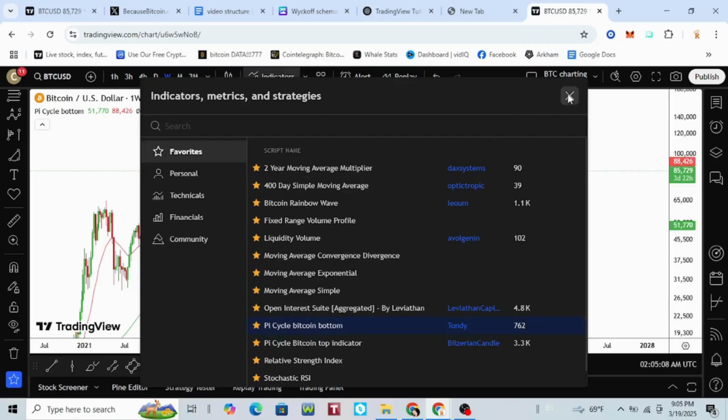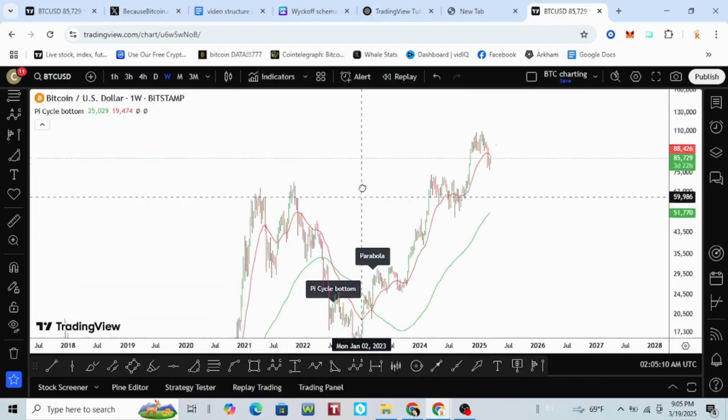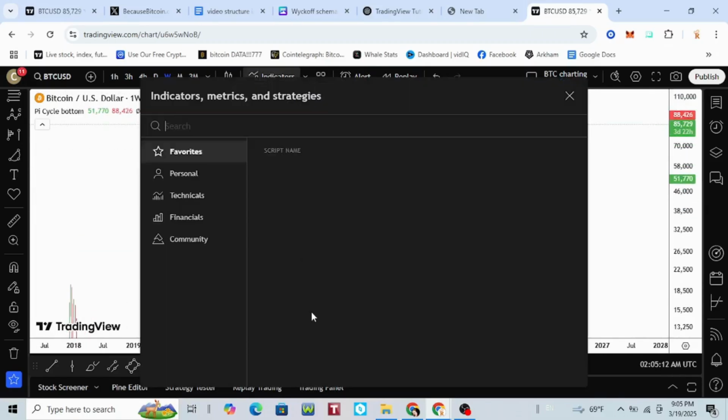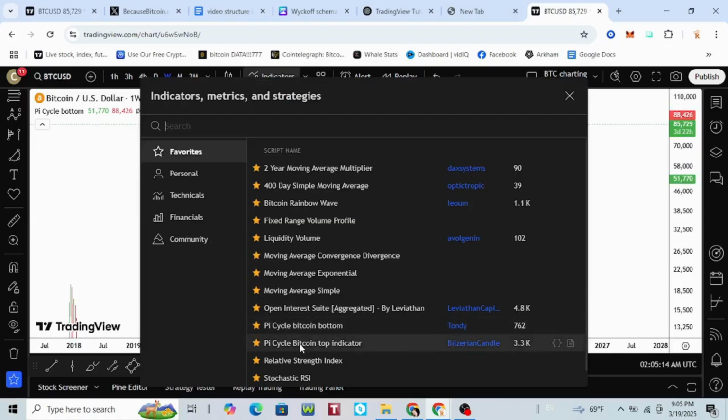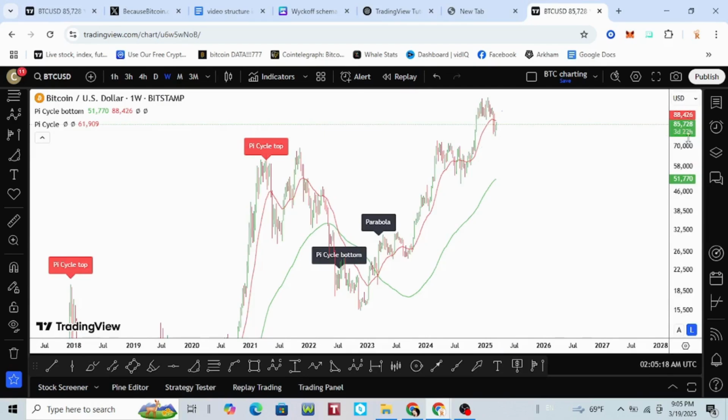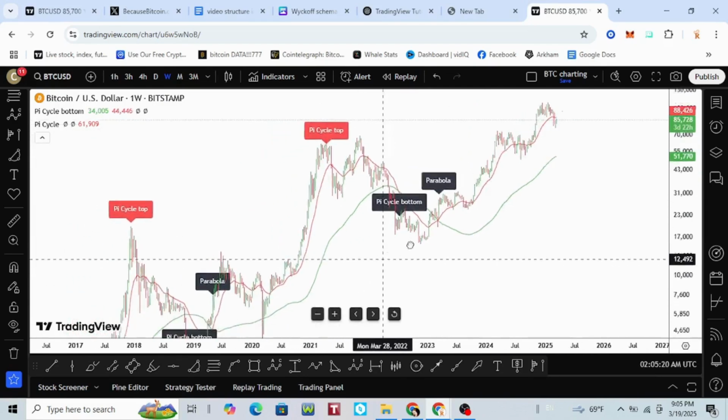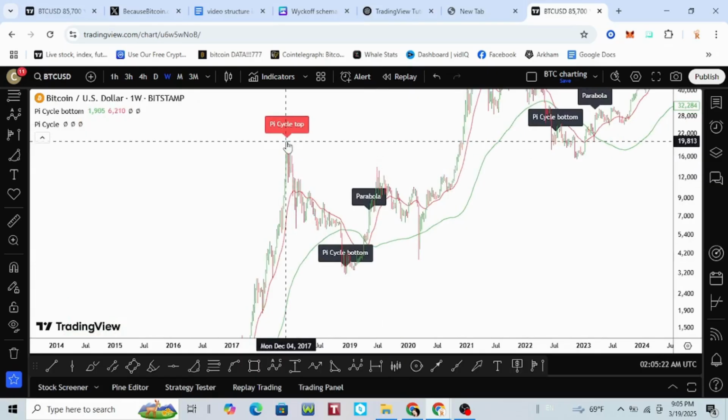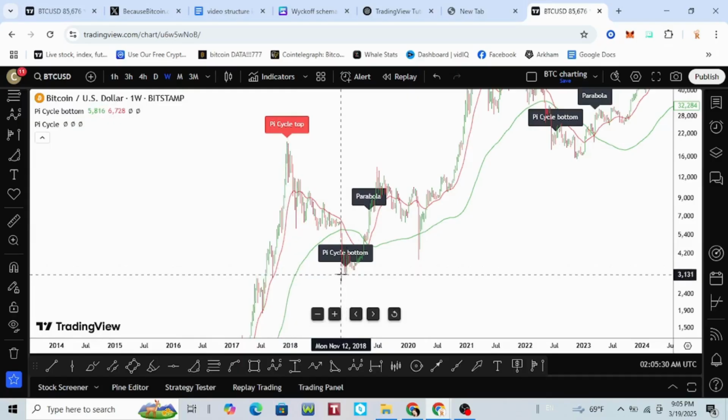Let's look at these two right here. I didn't click the other one. This is the pi cycle top and bottom indicators. Just showing you exactly where we top at. If you see this thing flash on, it means you're at the top for Bitcoin for the entire cycle. If you see these flash on, it means you're at the bottom.